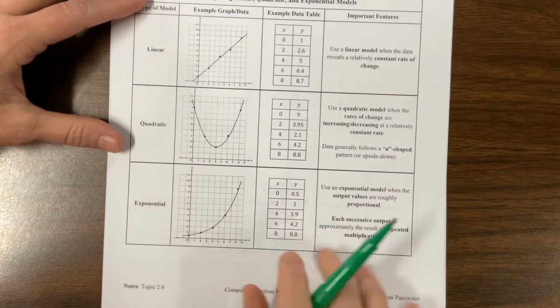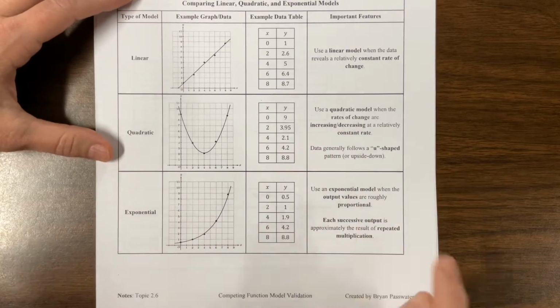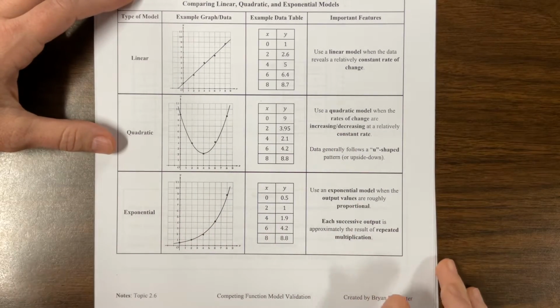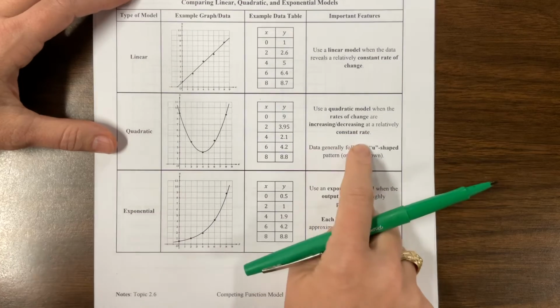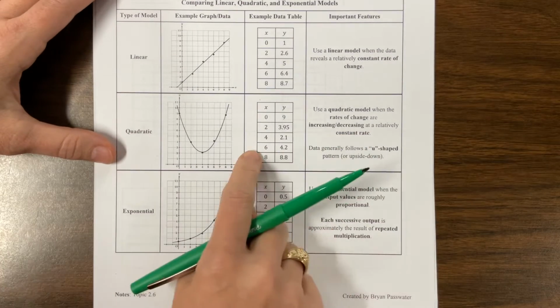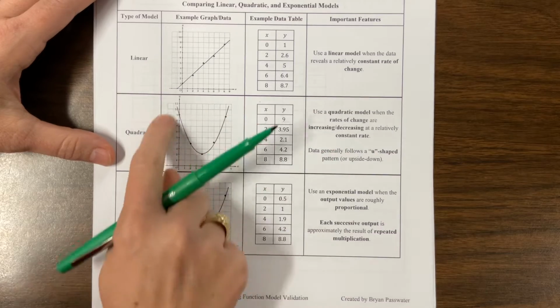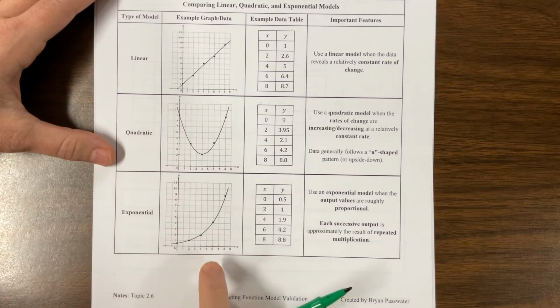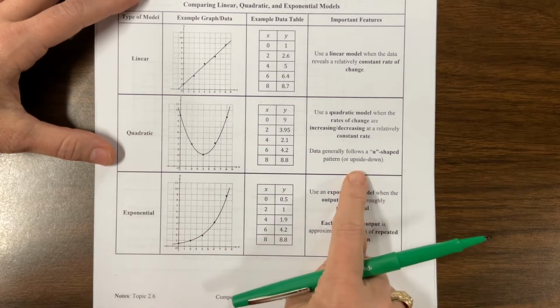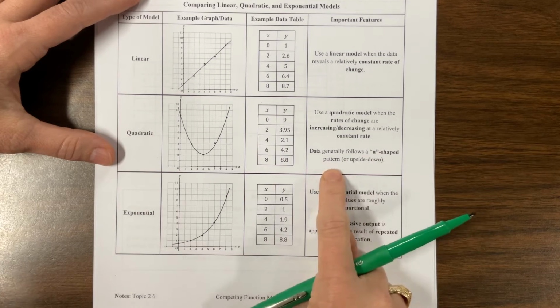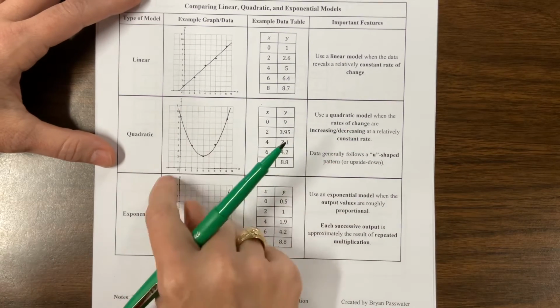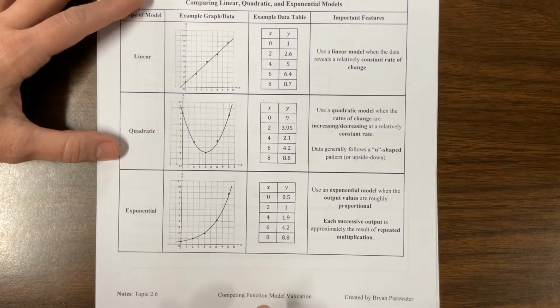We could also use a quadratic model when the rates of change are increasing or decreasing at a relatively constant rate. Once again, it may not be perfect. Some of these points are a little bit off the curve, but you can see that they follow that shape. Data generally following a U-shaped pattern, a U like this or a U like that, would typically be quadratic.